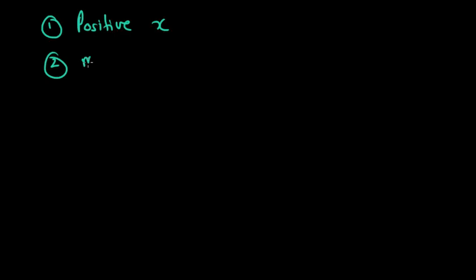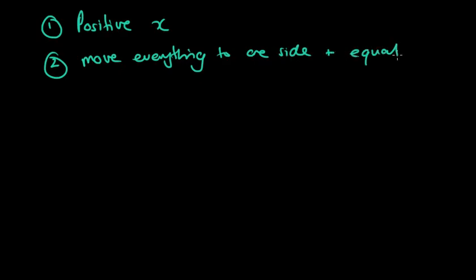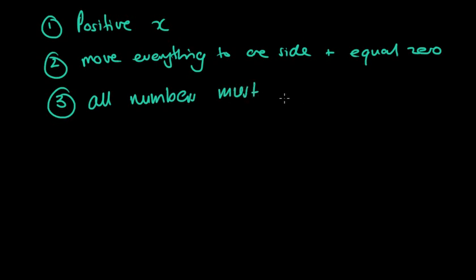So let's say move everything to one side and equal 0. And number 3, the important thing is all numbers must be integers. Now, what do I mean by integers? Must be whole numbers. Remember, an integer is a positive or negative whole number. If you can go through those 3 things, it's nice and easy.